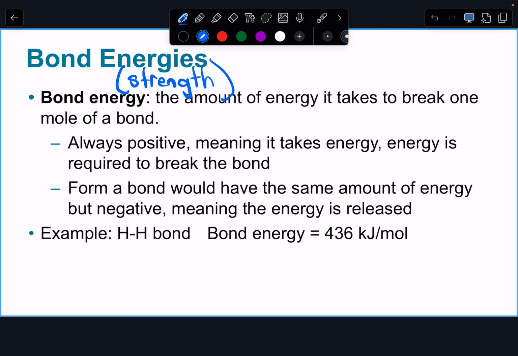Every time you break a bond, it takes energy. Every time you form a bond, it releases energy. So when we look at bond energies, here's the hydrogen-hydrogen bond energy. This is for 6.022 times 10 to the 23rd hydrogen-hydrogen bonds, H2 molecules. It would take 436 kilojoules to break apart those bonds. If you had the hydrogens separated and they came together, it would just release that amount of energy.